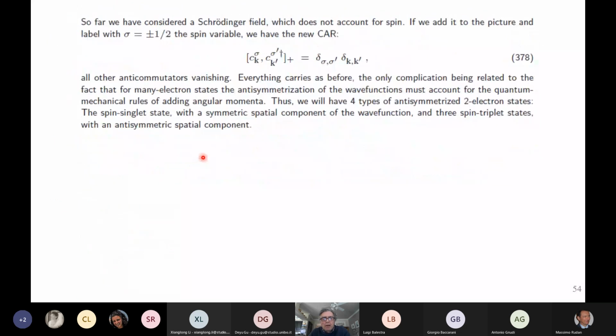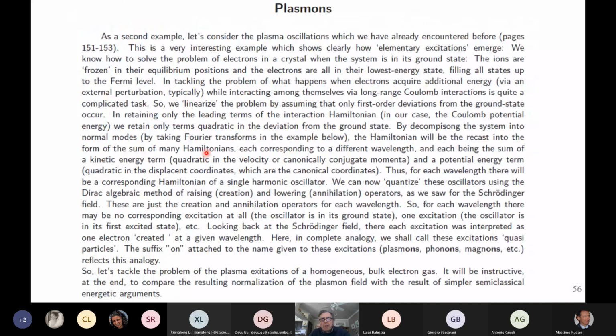So let's deal with plasmons. I hope you remember what plasmons are. I have an idealized situation in which I have an electron gas, a bunch of electrons. They are embedded in a jellium of positive charges, which typically may correspond to the dopants that you have in the doped semiconductors, or to the ions that you may have in an ion plasma.